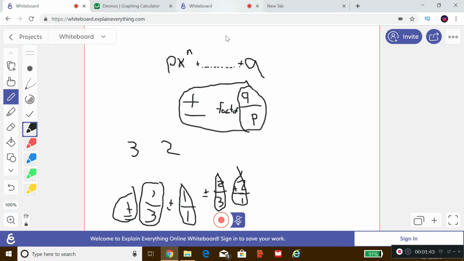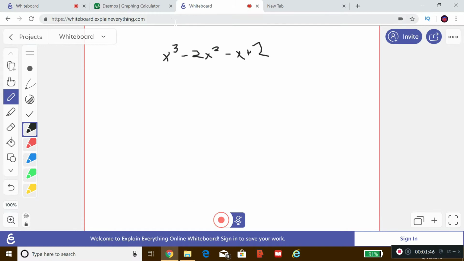So, let's try it, guys. Here we have x cubed as our p term, so we're just going to have 1 there, right? And we have 2, so our possible ones are plus or minus 2, right? Because 2 over 1. And then we have plus or minus 1, right? Because 1 is also a factor of 2. So we could have 1 over 1. Okay?